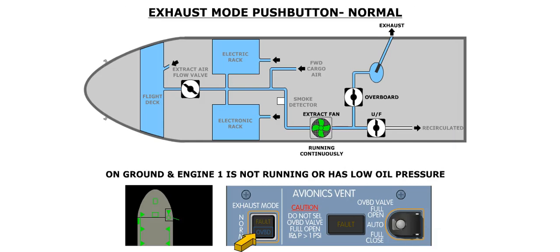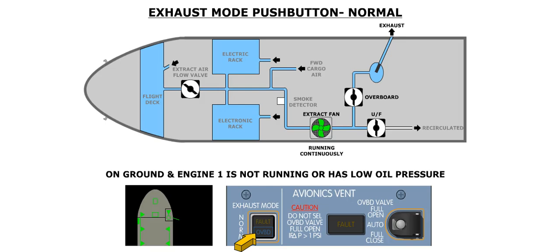The exhaust mode push button controls the operation of the exhaust system, provided the overboard valve switch is in the auto position. The pressed-in position of this push button is the normal position. In the pressed-in position, the operation of the extract fan, the position of the overboard valve, and the position of the underfloor valve depend on whether the aircraft is on the ground or in flight.